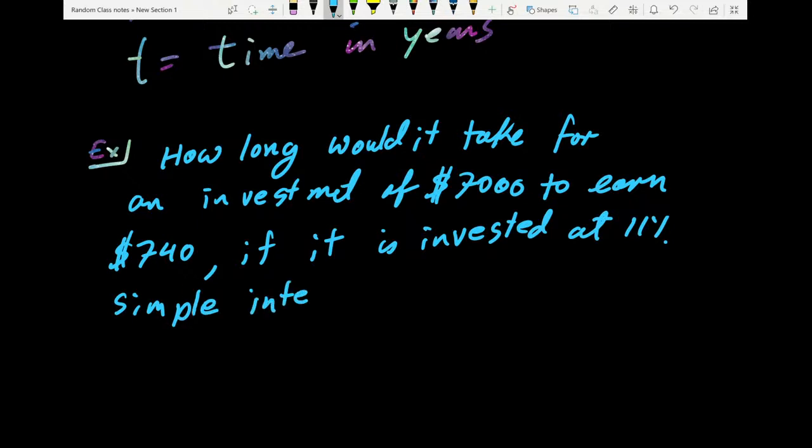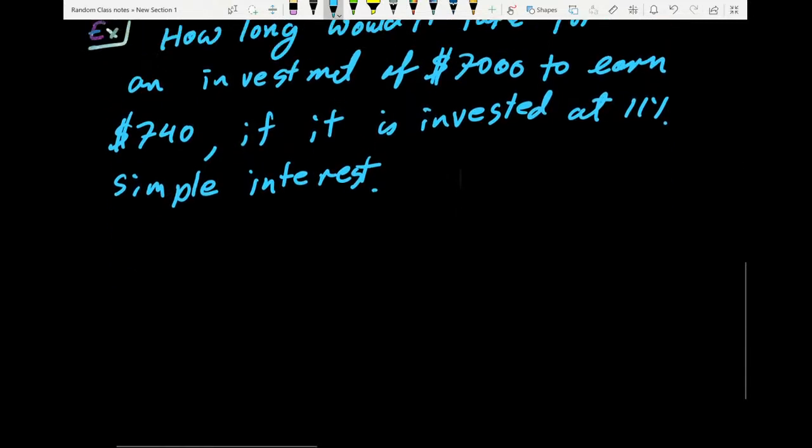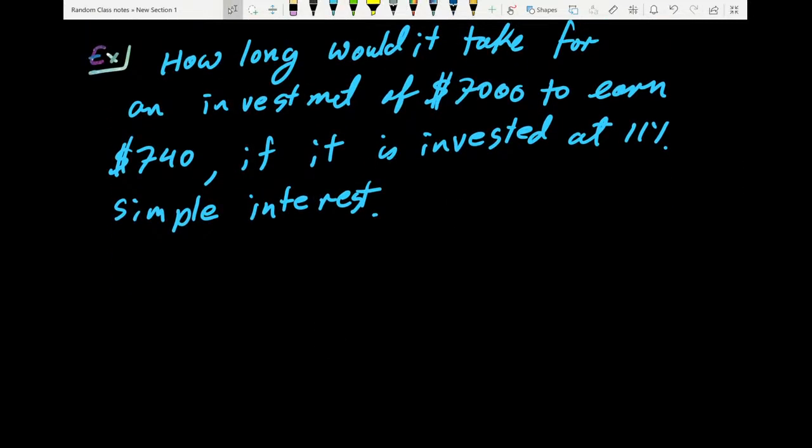All right. So we have the equation I equals PRT. So what are we trying to find? It seems like it wants to know how long it would take. So this is the one they want to find. What is it that's given? Interest earned. This is $740.